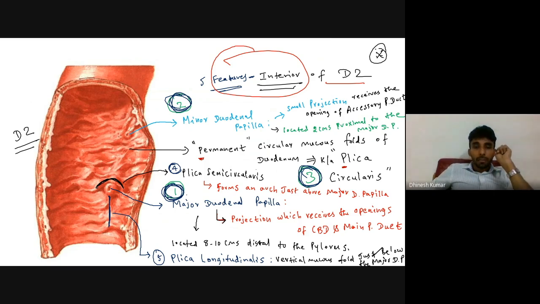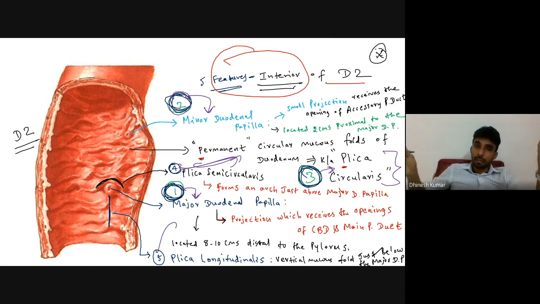Just remember 5 topics. One is the major duodenal papilla. Number 2, minor duodenal papilla. Number 3, plica circularis. Number 4, plica semicircularis. Number 5, plica longitudinalis. The 2 main features are the major and minor duodenal papillae. This is the major duodenal papilla in this diagram, and this is the minor duodenal papilla. Then plica circularis will be there, and 2 more are plica semicircularis and plica longitudinalis.